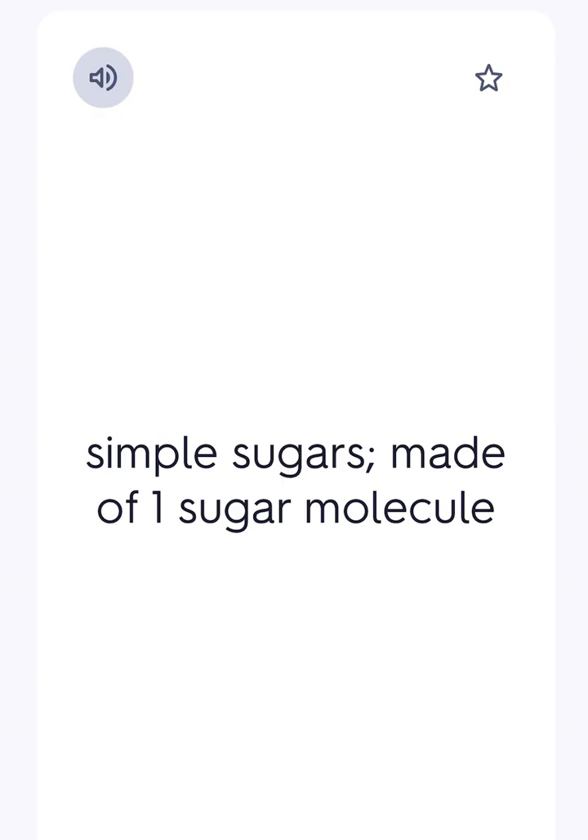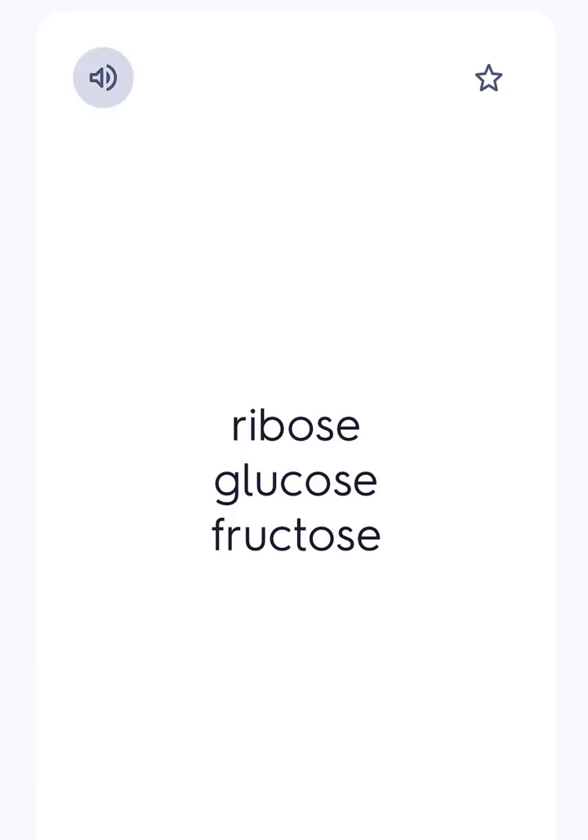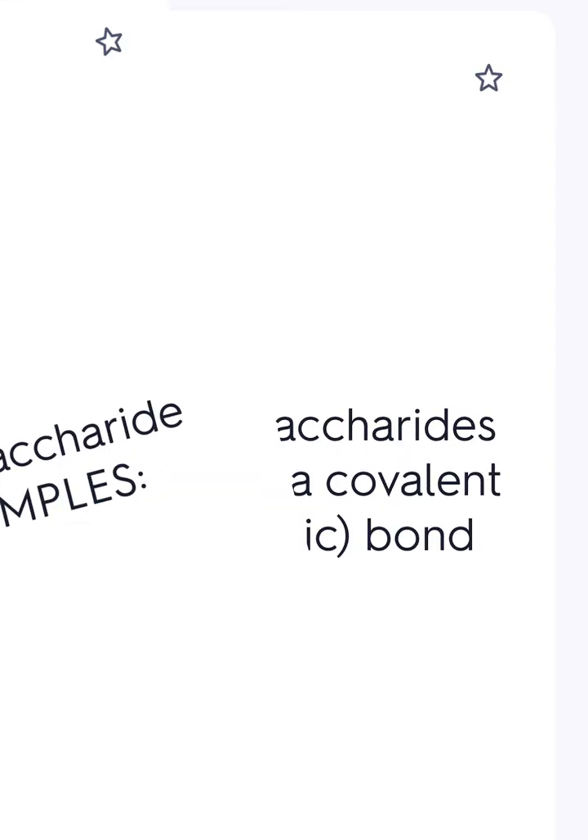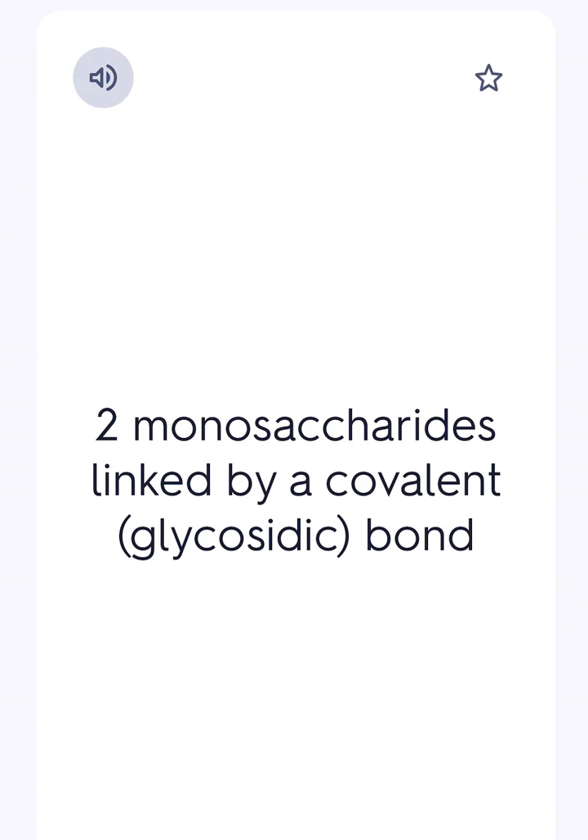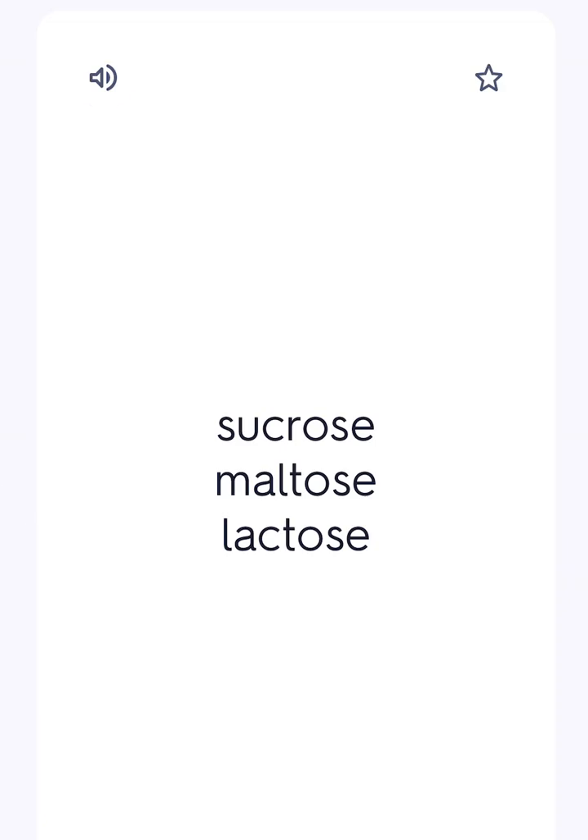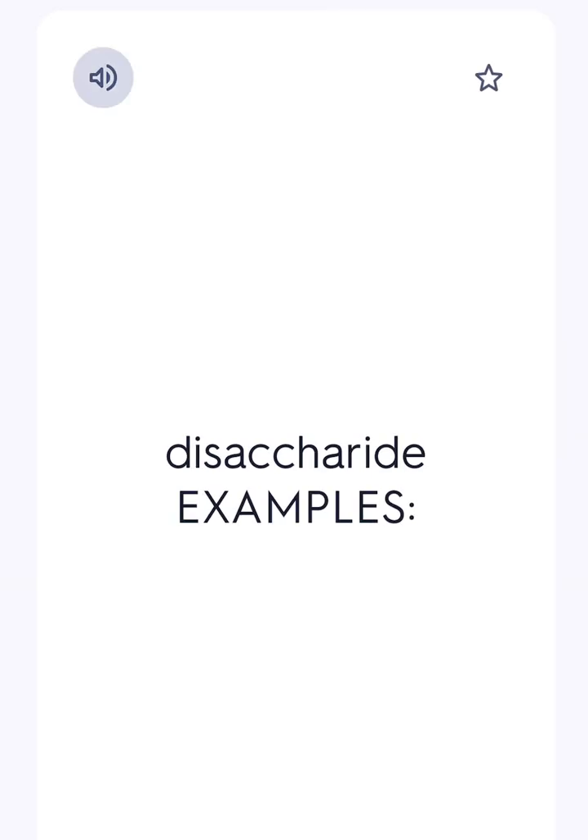Monosaccharide: simple sugars, made of one sugar molecule. Monosaccharide examples: ribose, glucose, fructose. Disaccharide: two monosaccharides linked by a covalent bond. Disaccharide examples: sucrose, maltose, lactose.